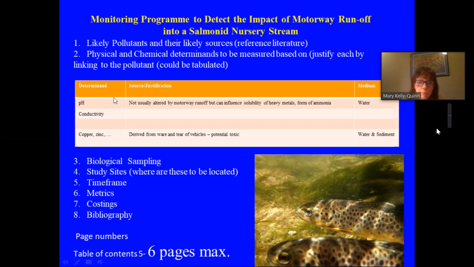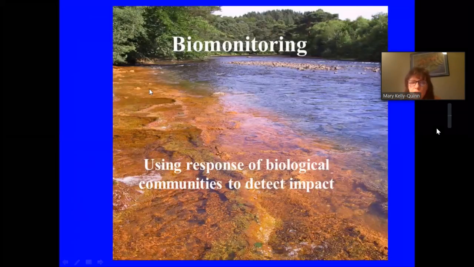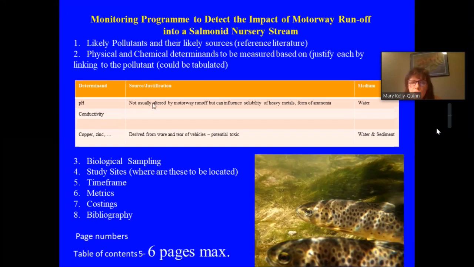and say, well, what is the source of that in relation to roads, or why would you even consider it? So what I'd say is it's not usually altered by motorway runoff, but can influence the solubility of heavy metals, or, as you know, the form of ammonia for those that are doing the other module. And then, we'll see some of these pollutants in a moment, but for roads, heavy metals can come from just wear and tear of vehicles. So you could have a suite of heavy metals that you mentioned there that need to be analysed.